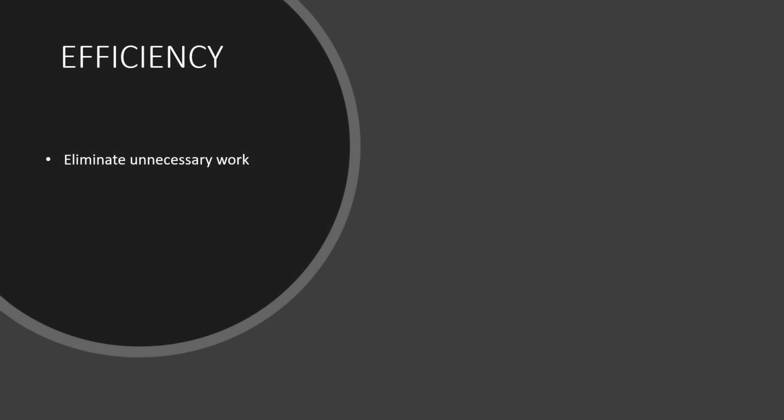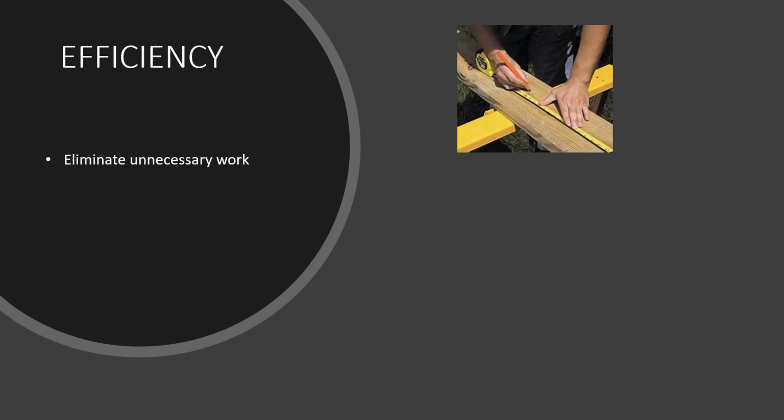Efficiency. The best way to save time is by eliminating unnecessary work. A huge waste of time and effort comes with something as simple as measuring. Pulling out your measuring tape, hooking the end of the board, and you've got to mark the length, and then you've got to put the measuring tape back up, and you've got to put your pencil back in your pocket. It doesn't sound like much, but if you've got a lot of work to do, it all adds up.